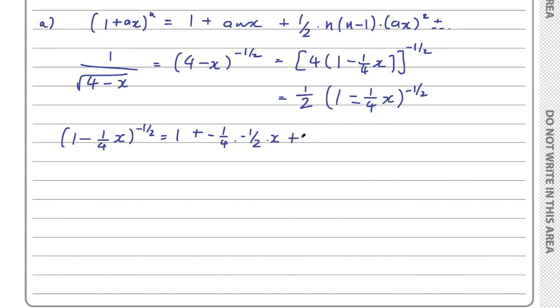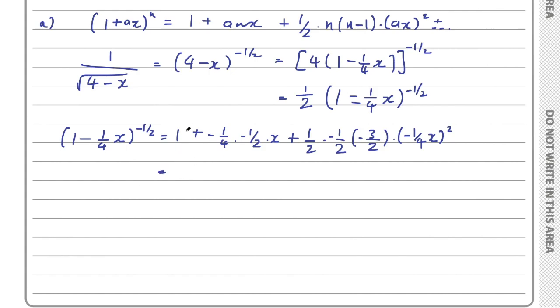And then we've got plus a half times n, which is negative a half, times (n take 1). Negative a half take 1 is negative 3 on 2. And ax squared on the end there, so (negative a quarter x) all squared.